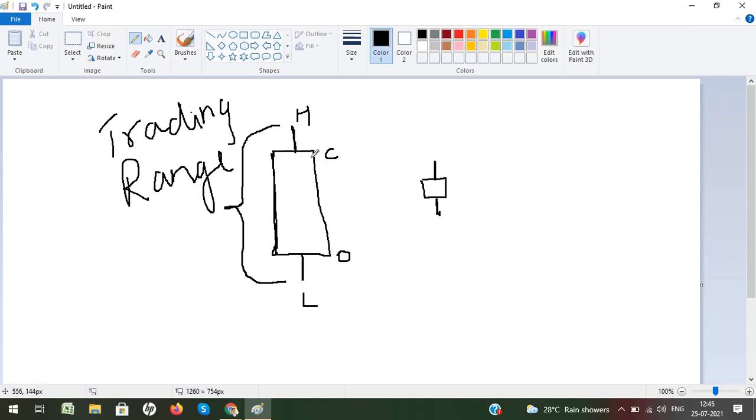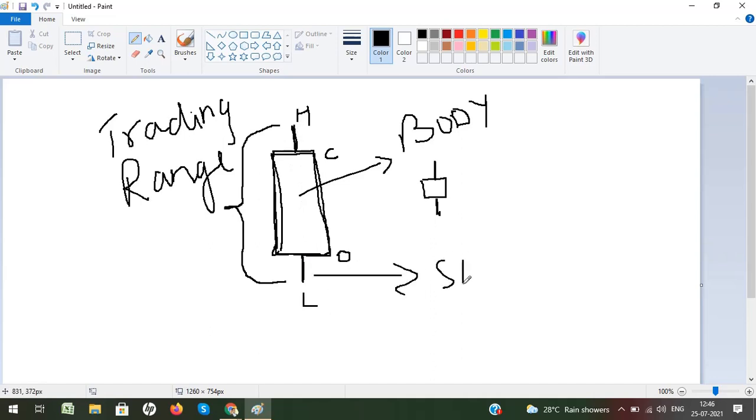Now this part, the open and the close part, when you join your open and the close price point, this is referred to as the body. This is called the body of a candlestick. These lines here, this line on the bottom and this line on the top side, are known as shadows, or in this case shadow.